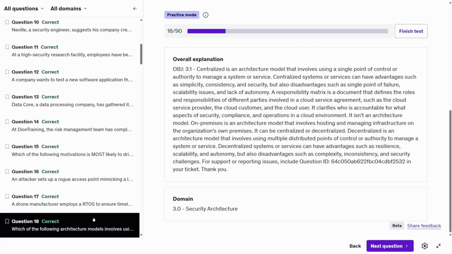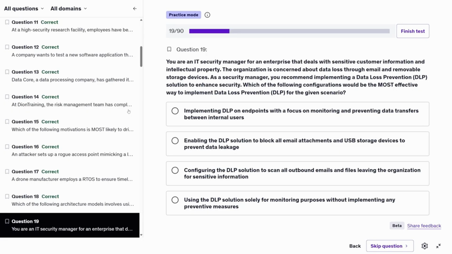You are an IT security manager for an enterprise that deals with sensitive customer information and intellectual property. The organization is concerned about data loss through email and removable storage devices. As a security manager, you recommend implementing a data loss prevention solution to enhance security. Which of the following configurations would be the most effective way to implement data loss prevention for the given scenario?